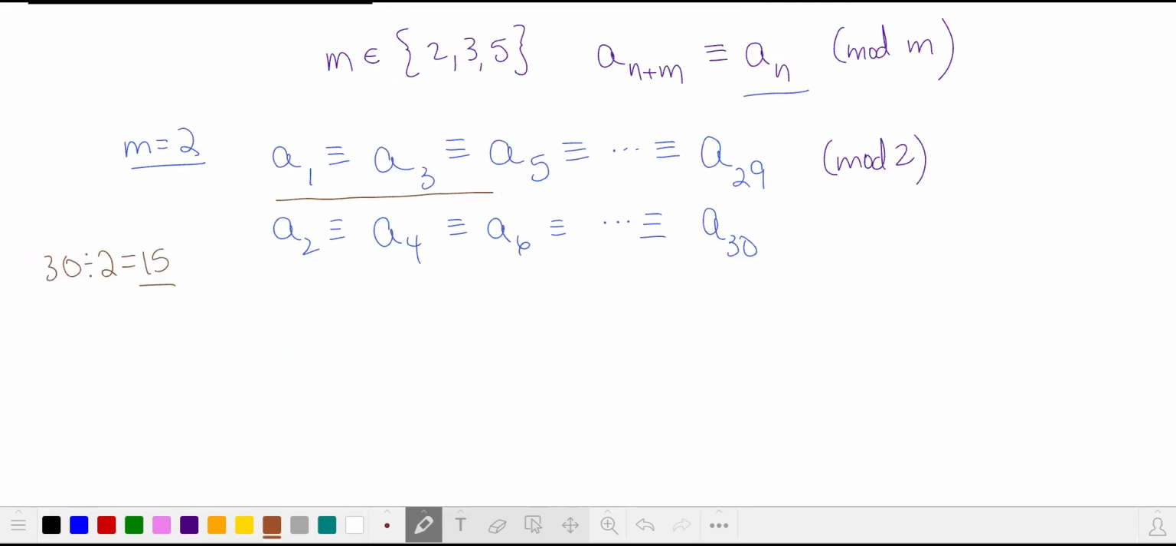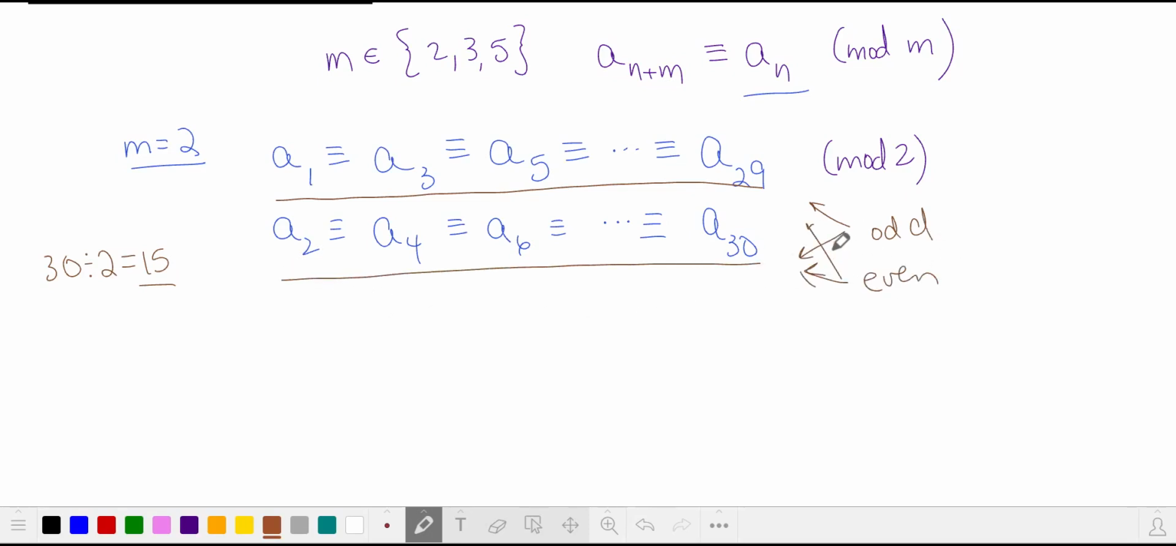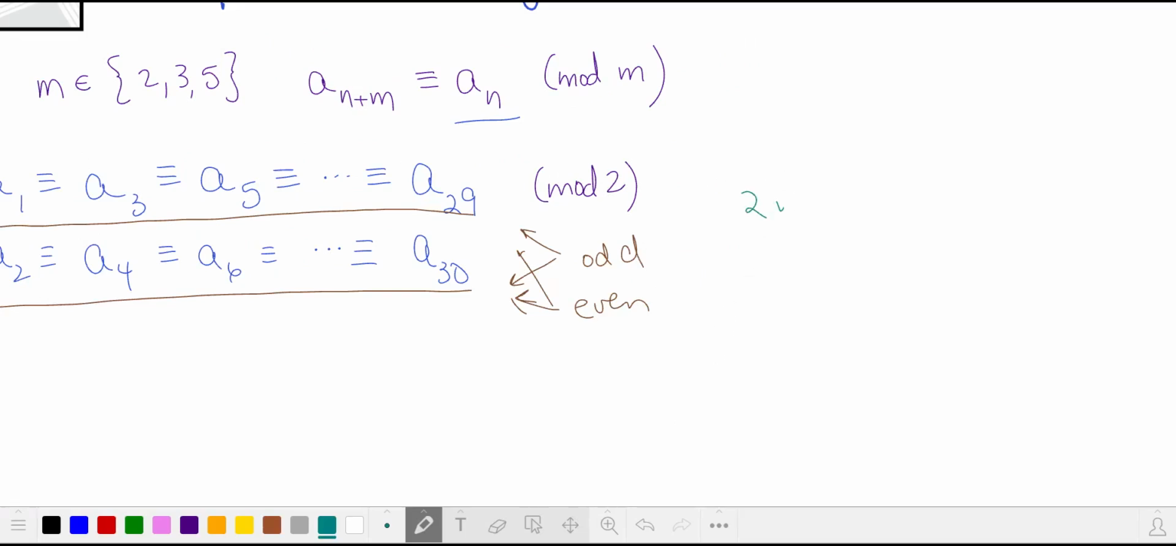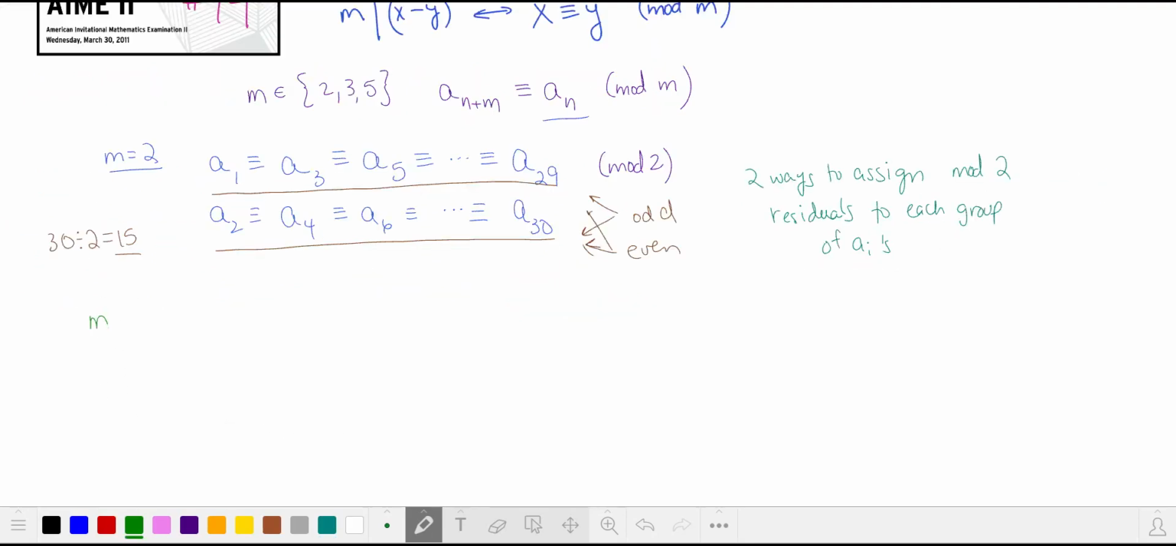This means this first group of 15 terms, they're going to be either all odd or all even. If they're all odd, then the second group of 15 terms is going to be even, or vice versa. For now, let's just say that there are two ways to assign these two mod 2 residuals to these two groups of 15 terms. Let's take a look at m equals 3.